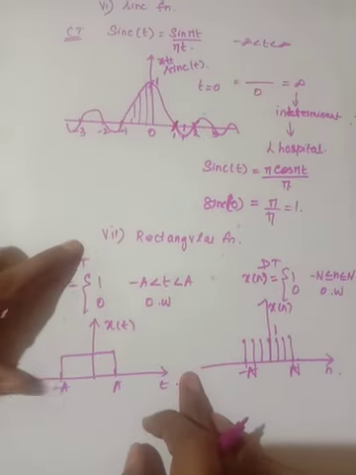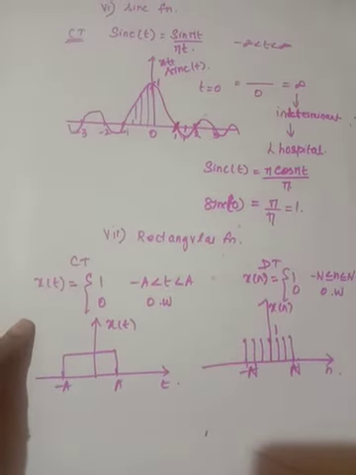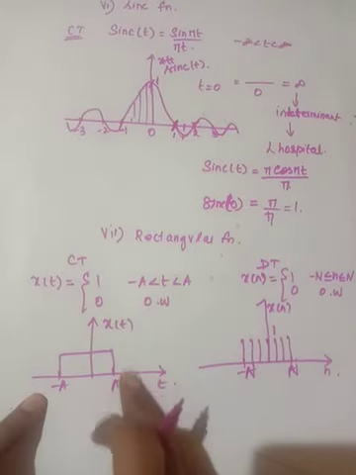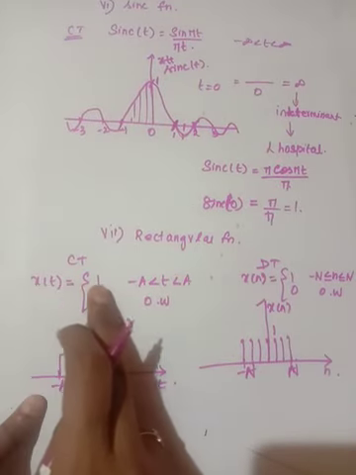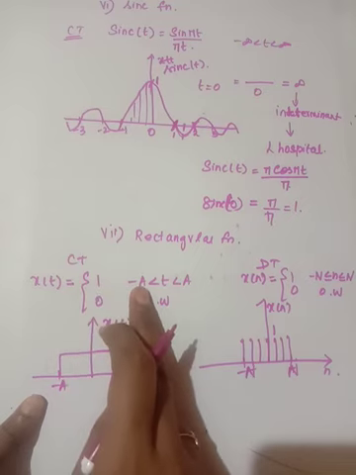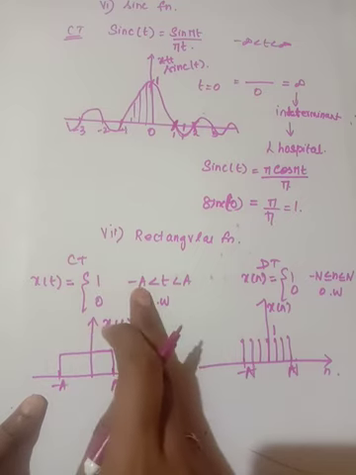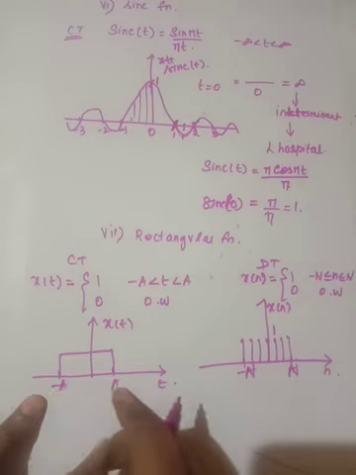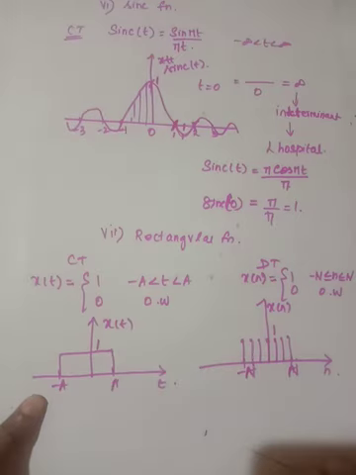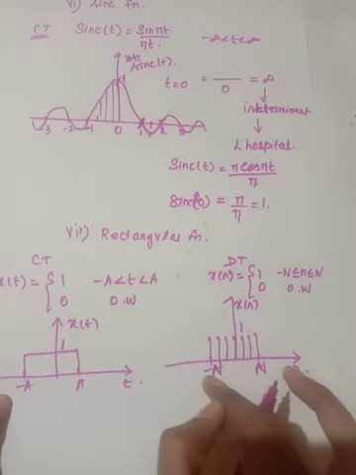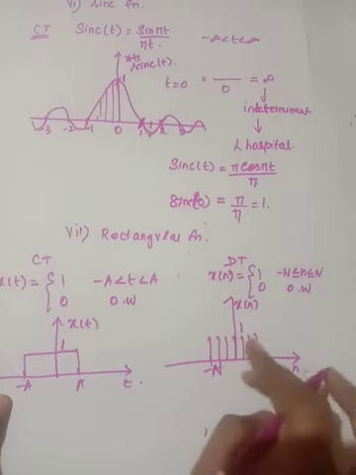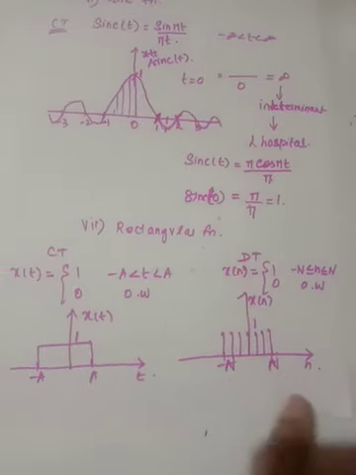Next one is a rectangular function. Here this is what a rectangular function is. This is the mathematical expression: x of t is equal to 1 for the range minus a to a. So from minus a to a, the rectangular function takes the value of 1. Similarly for the discrete case, in the range minus n to n, the value is 1. So this is the rectangular function.